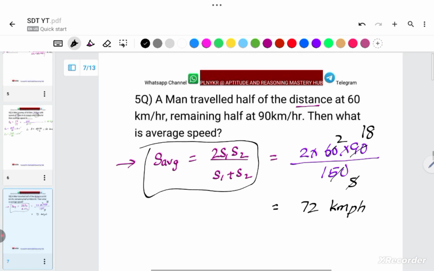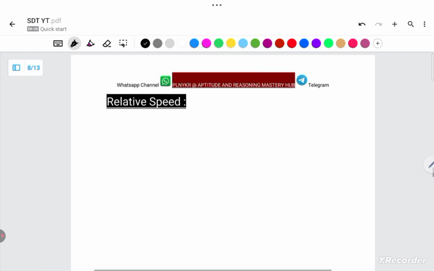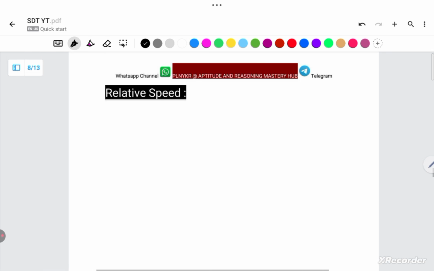Okay, next we'll be moving to relative speed. Relative speed means the speed of a moving object with respect to another object. For example, if two objects are moving in the same direction, then the relative speed will be the difference between their speeds, where S1 is greater than S2. Let us say S1, S2.